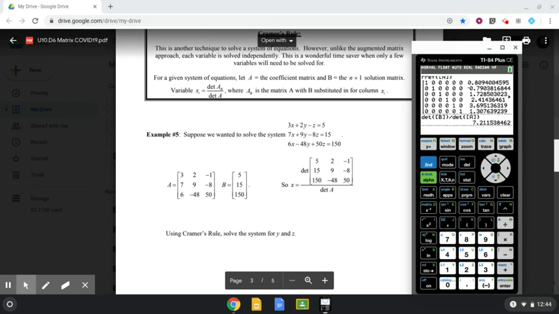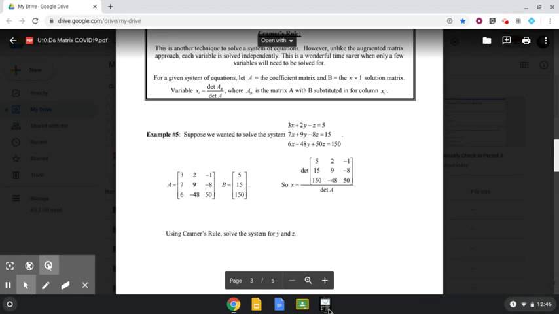So now that you've seen how I've done this, it's just the determinant of the coefficient matrix with the variable I'm solving for replaced with a solution, divided by the determinant of the original coefficient matrix. Go ahead and try solving for y and z, and when you're ready to check your answers, press play.